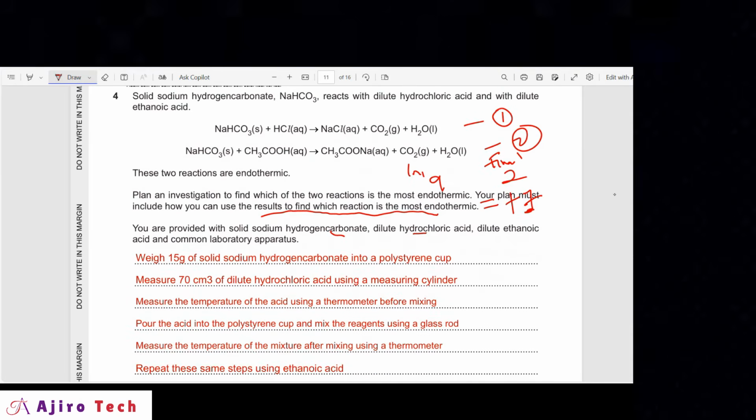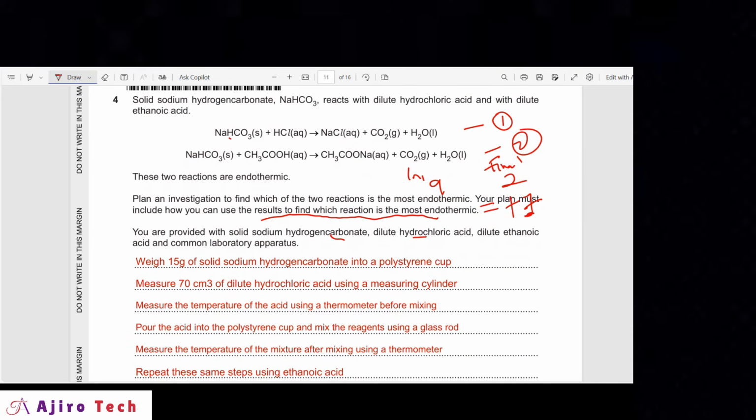First is that you are dealing with a solid. So there are two reactions basically. So you can pick reaction 1 as a template, and then you repeat it in reaction 2, and then you do your comparison. So I'm using reaction 1 as my focus in this case. So my first step is to weigh 15 grams, I just assume 15 grams. You could pick any mass of your choice. Okay, so weigh 15 grams of solid sodium hydrogen carbonate into a polystyrene cup.